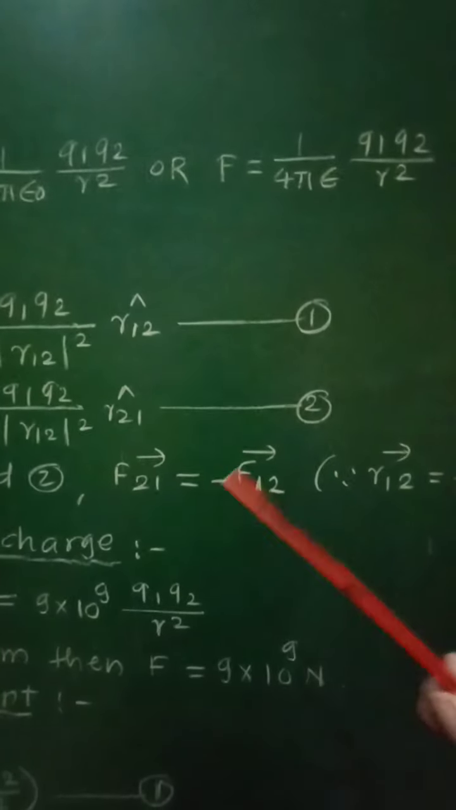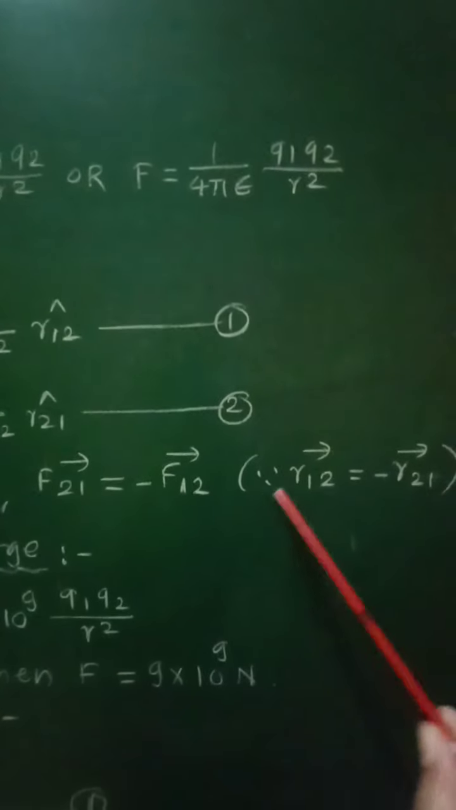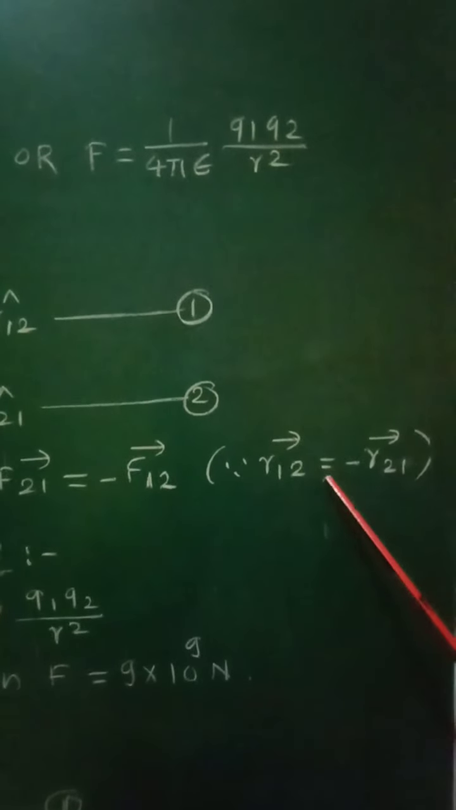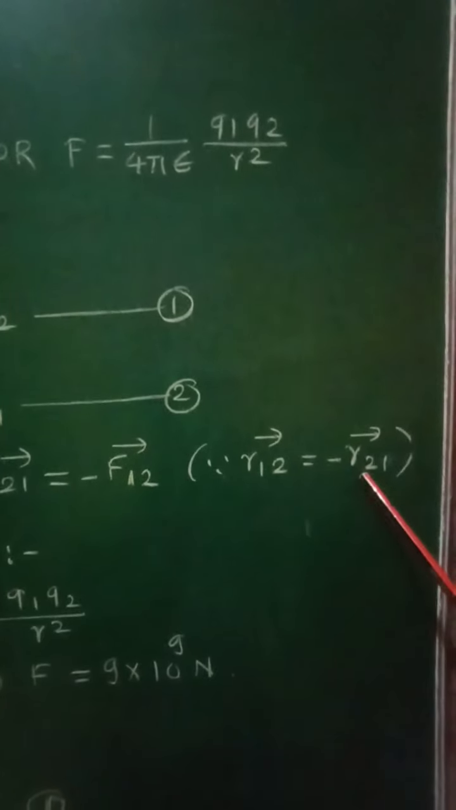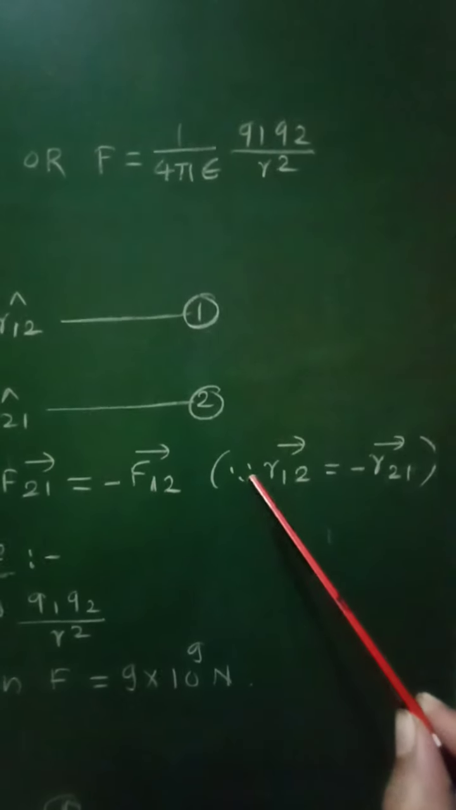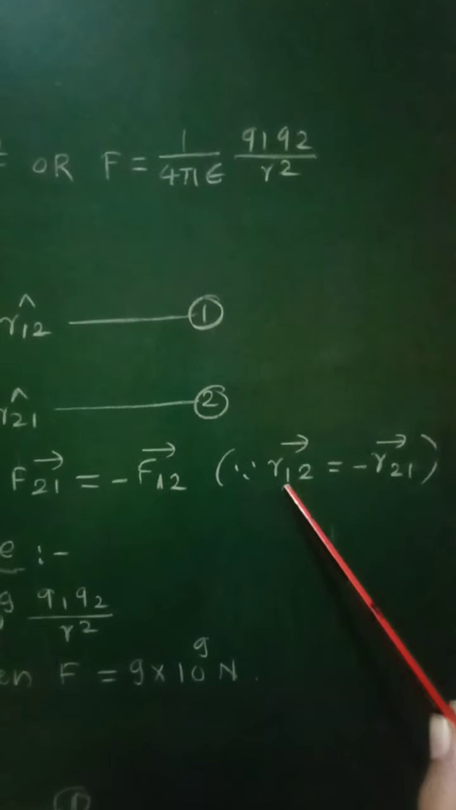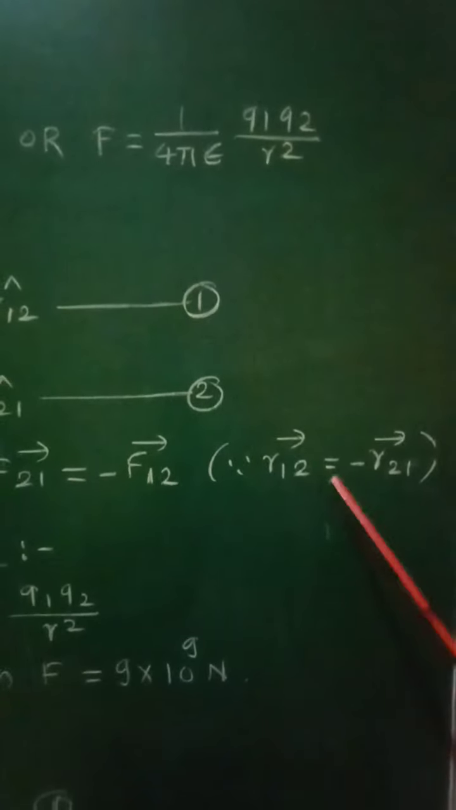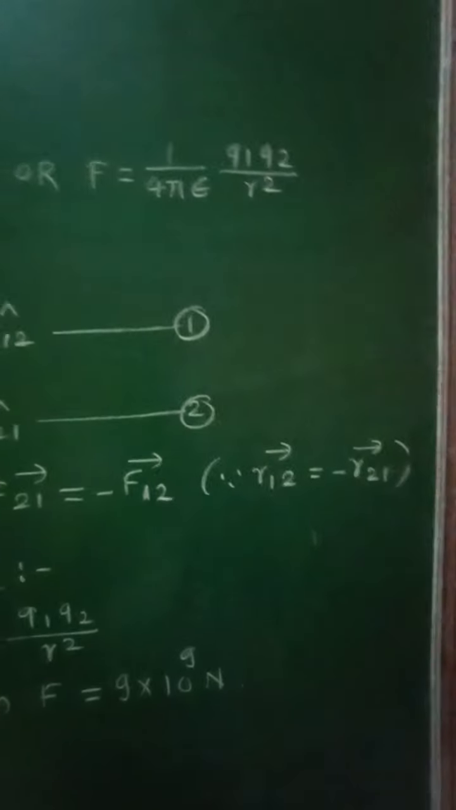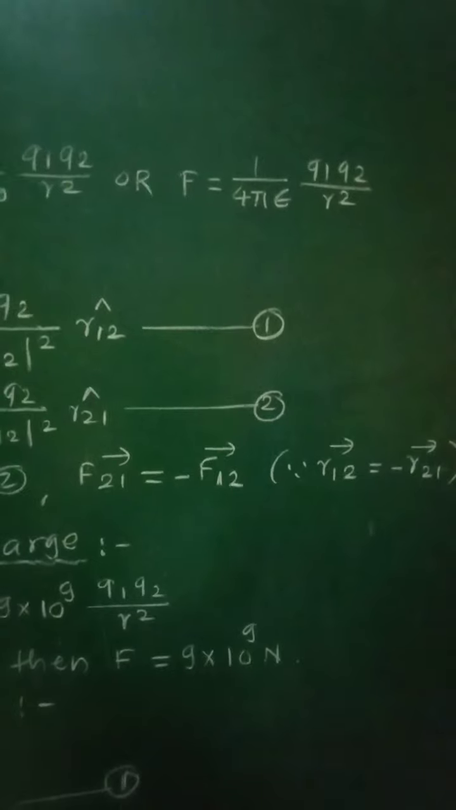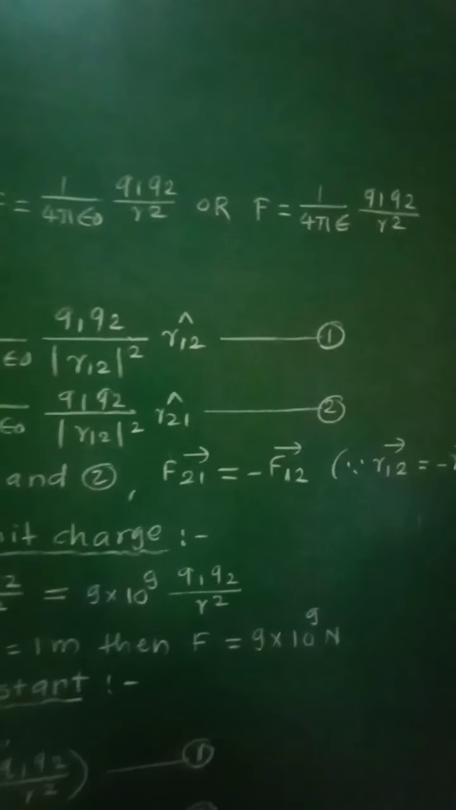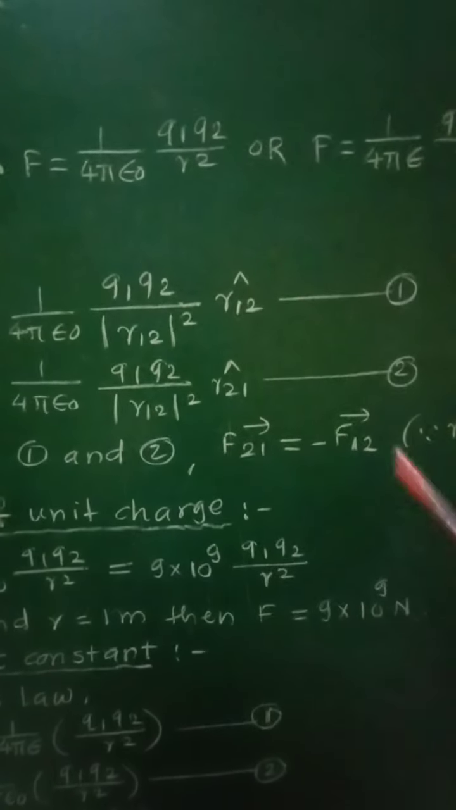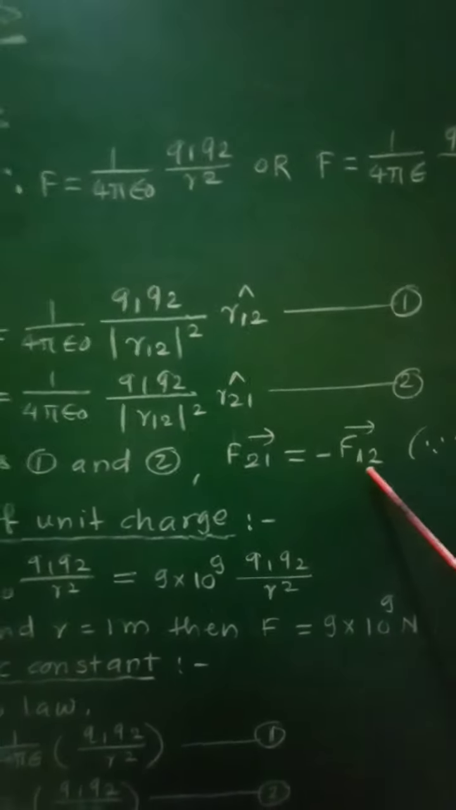The reason behind it, that negative sign will indicate that the vectors R12, that is that distance, will be oppositely directed to that of R21. That is, if R12 is measured from first charge to second charge, R21 will be measured from second charge to first charge. Their magnitudes will be the same but directions will be opposite to each other, and therefore we can write force F21 will be equal to minus of force F12.